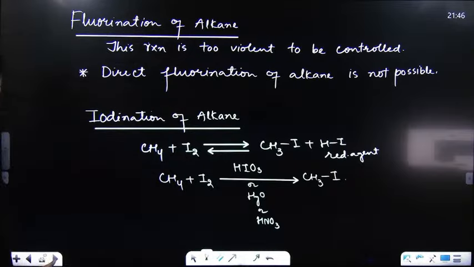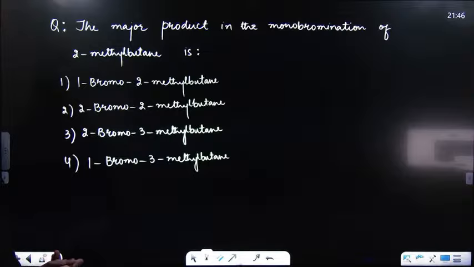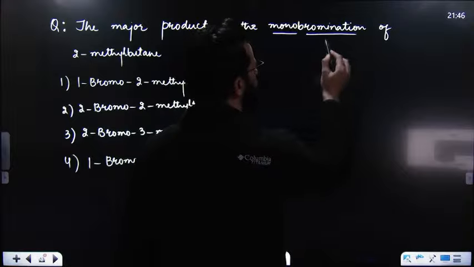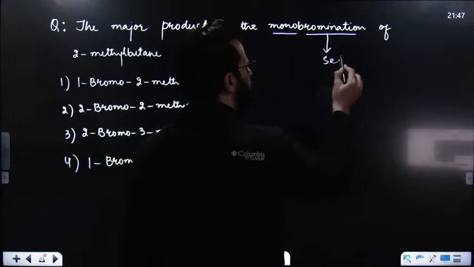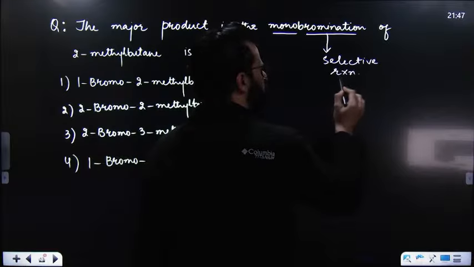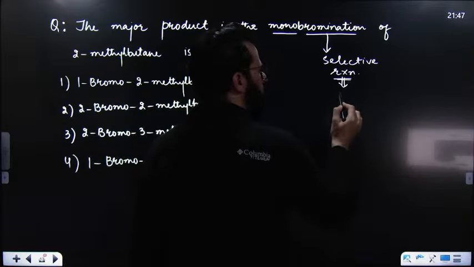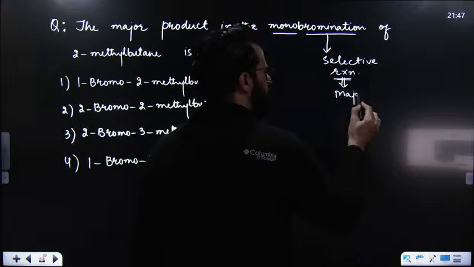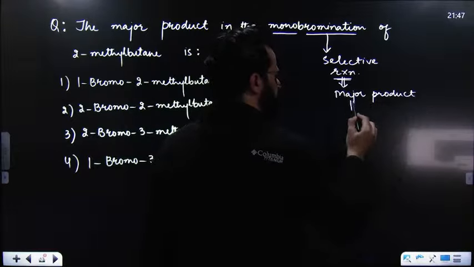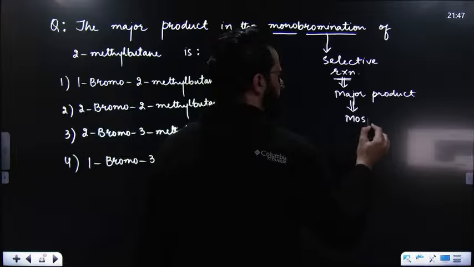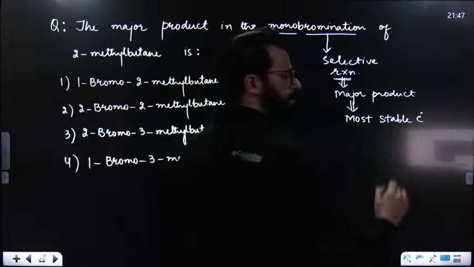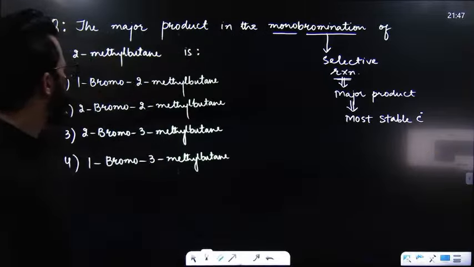Now have a look. Here are a few questions. The major product in the monobromination. It is monobromination, and we know bromination is a selective reaction. If bromination is a selective reaction, the major product will always be formed from the most stable carbon-free radical.